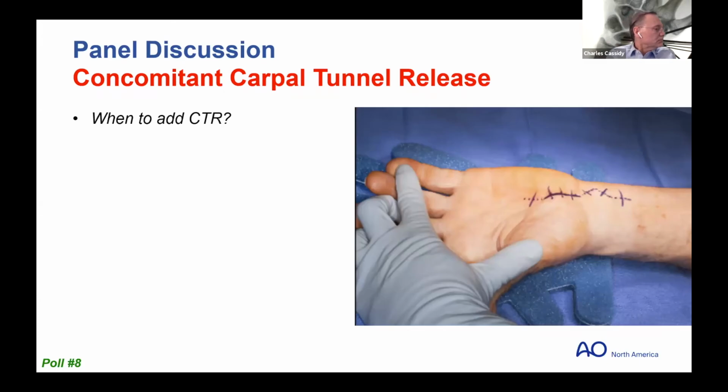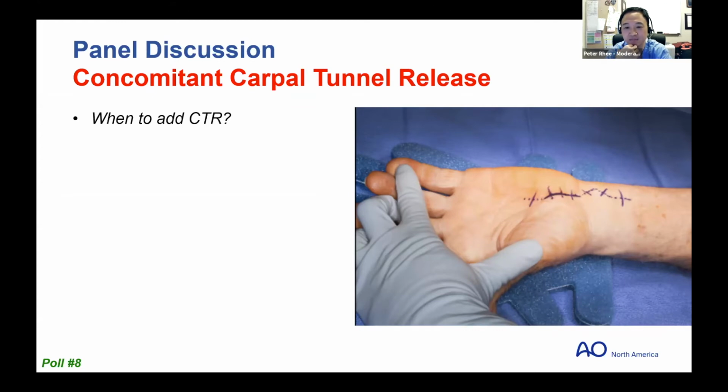Okay. All right. And then the question about the carpal tunnel release. So in this patient, who does not have acute carpal tunnel syndrome, non-progressive, but still had some issues here, what would be your reasoning to do a carpal tunnel release in these patients? And as the audience is answering, maybe Lauren, when would you add a carpal tunnel release?